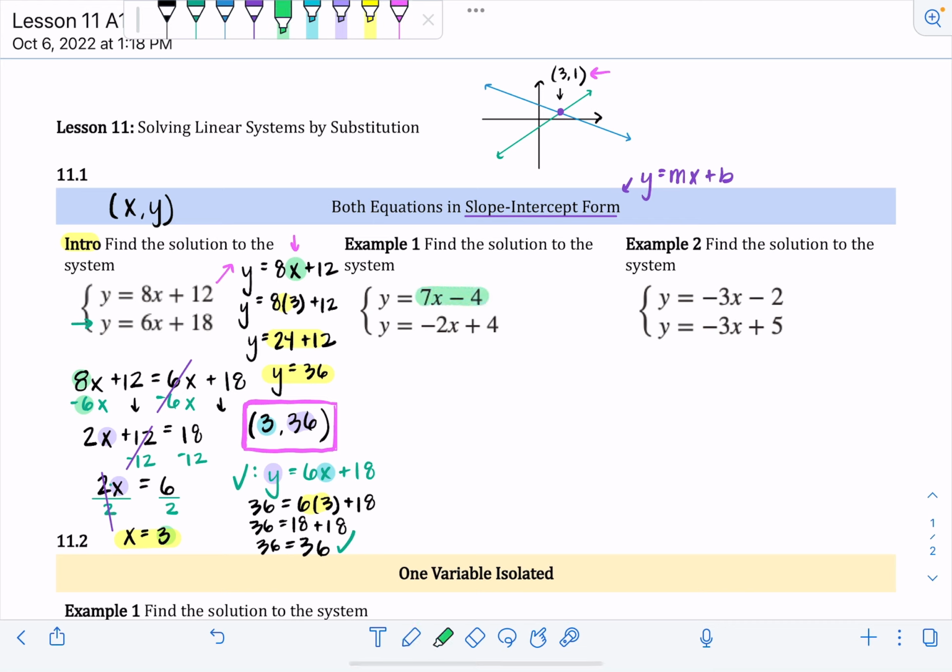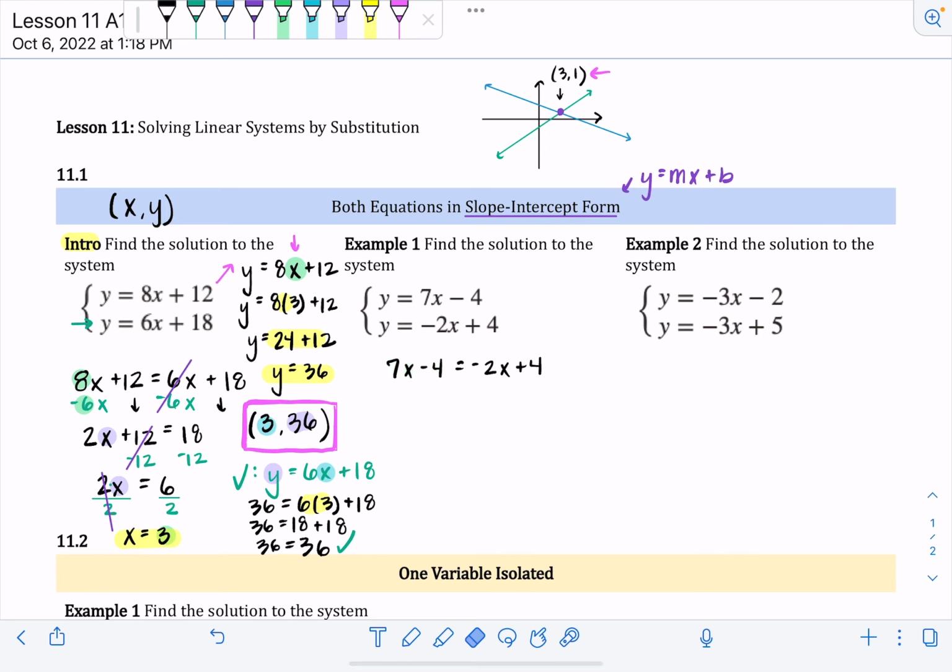If this 7x minus 4 is equal to y, then I can take that and I can put it in the second equation where y is. So when I do that, the whole 7x minus 4 is going to swap in right here. So then that would become 7x minus 4, since I substituted in for y, and then is equal to, just like the other part of this equation stays the same, so minus 2x plus 4. And then now I have my equation with just x's, so I can go ahead and solve for x.